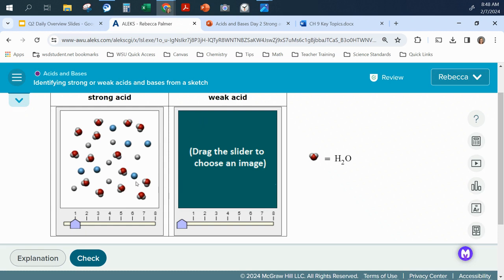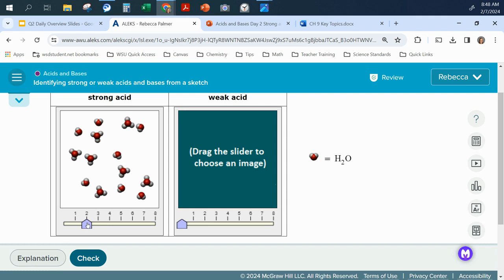So this looks pretty good. This would be like our conjugate base, and it's split apart from the hydrogen. Alex doesn't like this because this hydrogen shouldn't be just floating around. It should be attached to water as hydronium. So we can't pick this one because we have free floating hydrogens, but it looks pretty good because all of these blue ones are separated from the hydrogen. That would be a strong acid if they're all separated. So that's pretty good, but not quite.